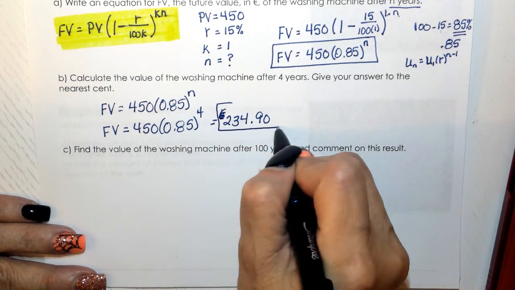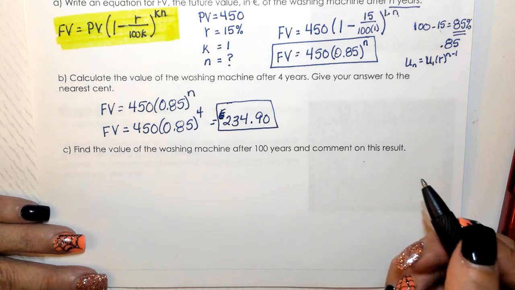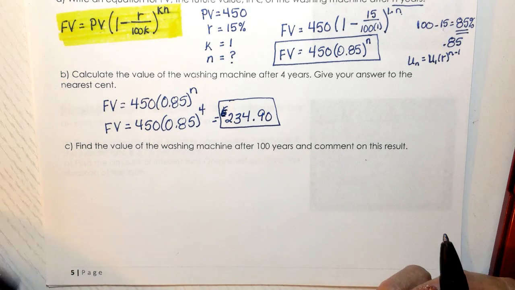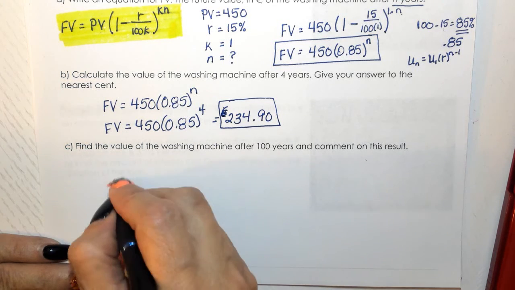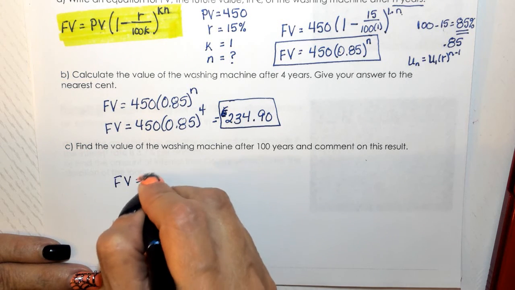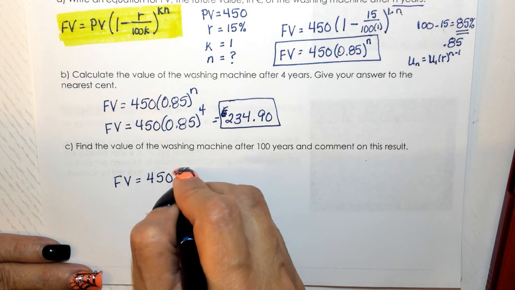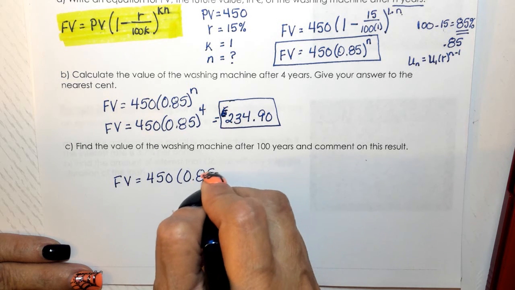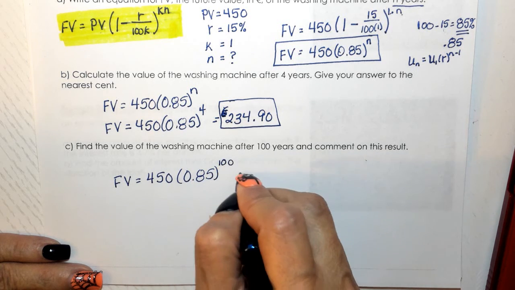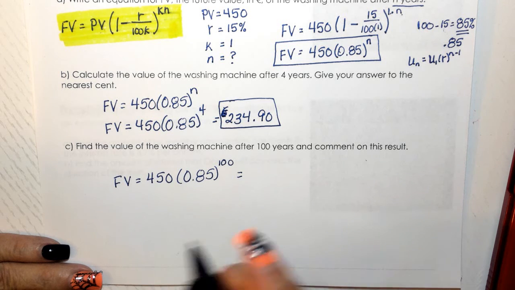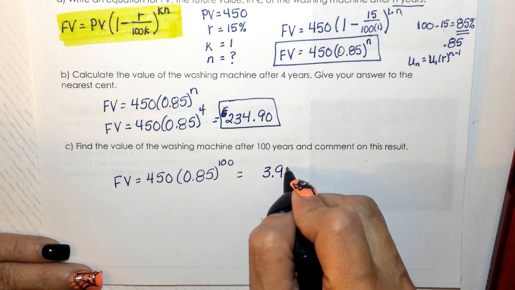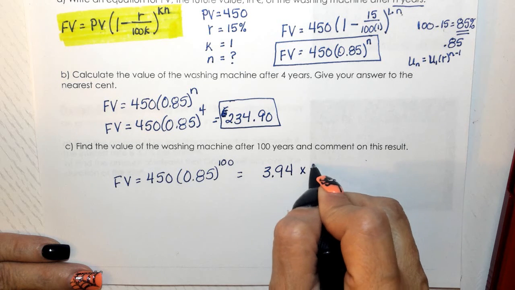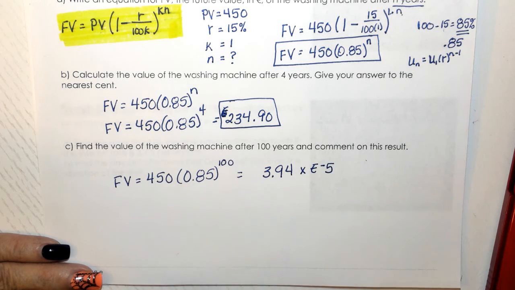So, 234.90 euros. Find the value of the washing machine in 100 years. You would expect this washing machine to not be worth very much in 100 years, right? Hopefully your common sense here is like, oh yeah, it shouldn't be worth hardly anything. To the 100th power. When you put that in your calculator, this is what you get. It says 3.94 times E, and then it says -5.